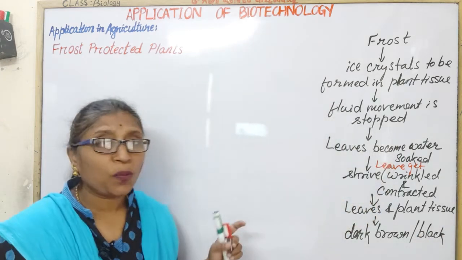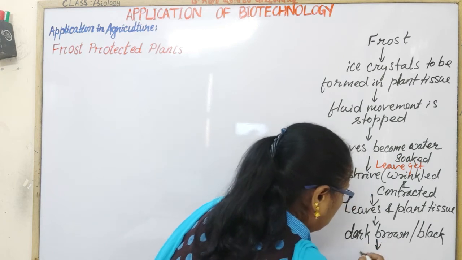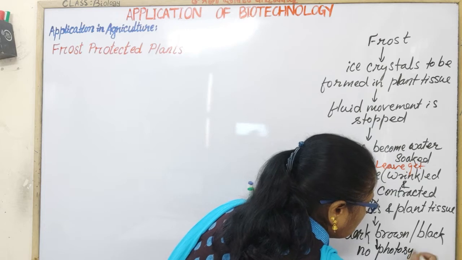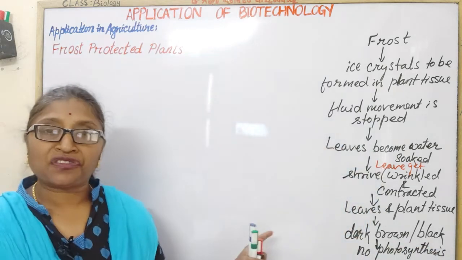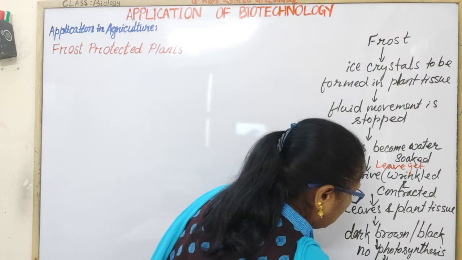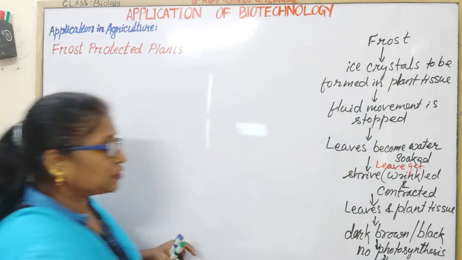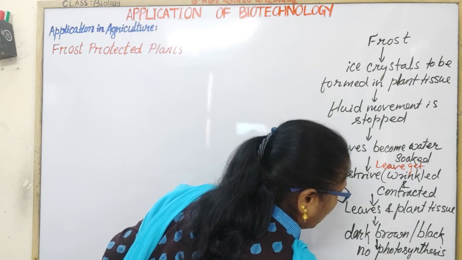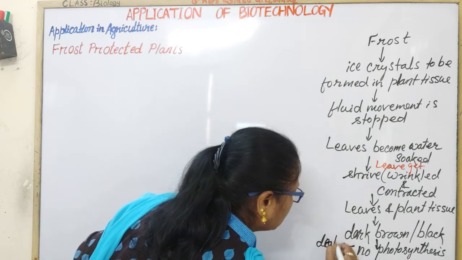So what will happen? No photosynthesis, the chloroplast is destroyed. No photosynthesis. Plants die. Ultimately the plants die. Plants cannot stand without water circulation, so it causes the death of the plant.